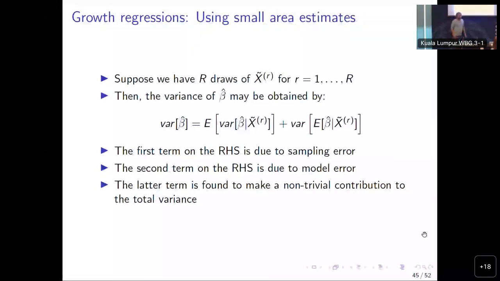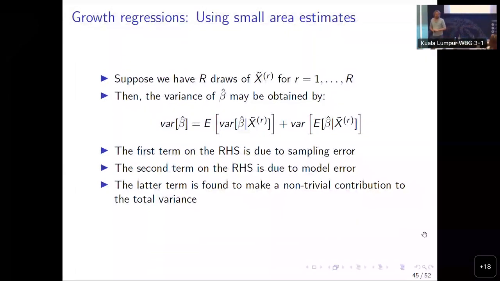So if you were to only do this once, what you're primarily ignoring is the second term over here, right? You're going to get an approximation of this term, but you'll be ignoring that term, and consequently, you'll be underestimating standard errors.